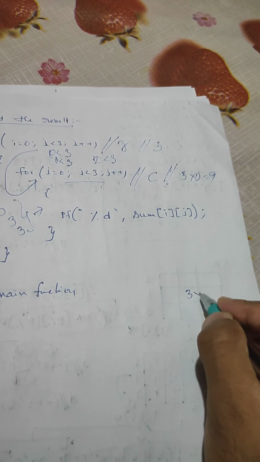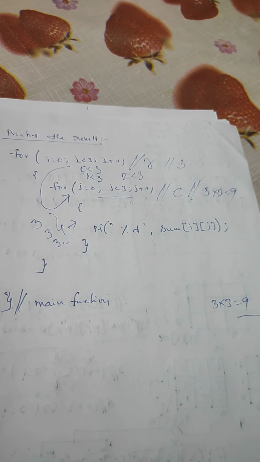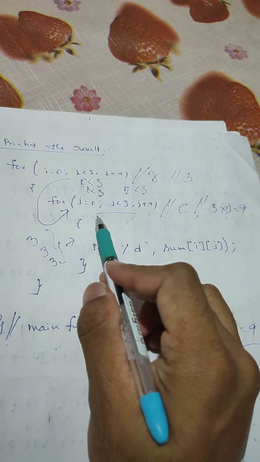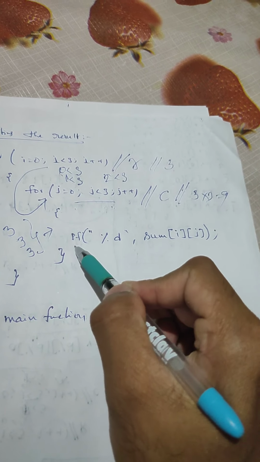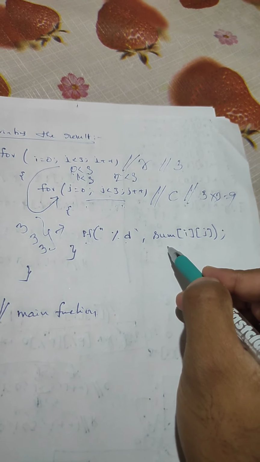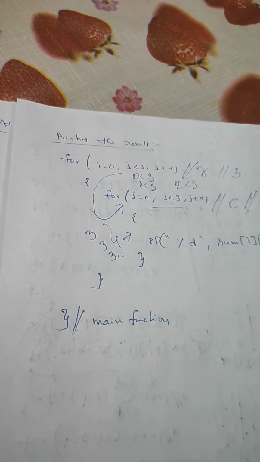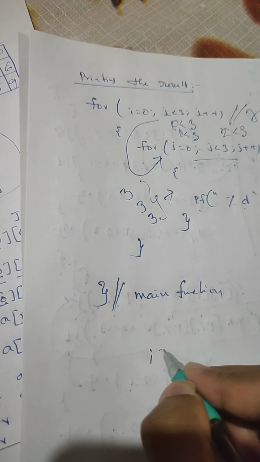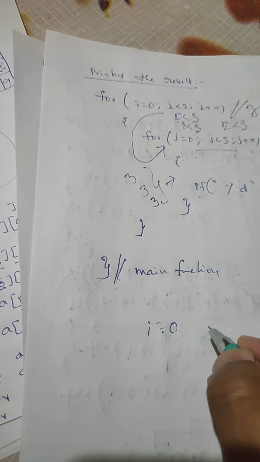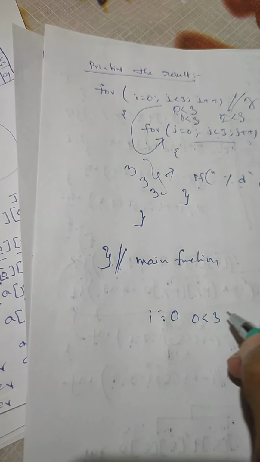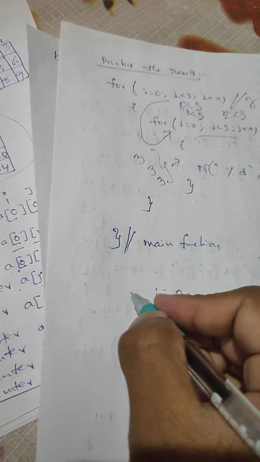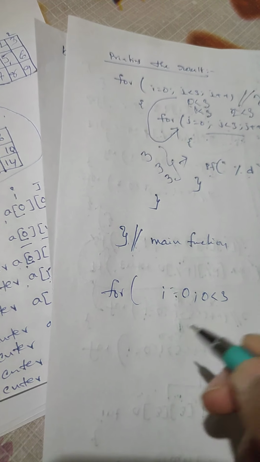Our resultant matrix is also a 3 by 3 matrix. That means it returns totally 9 values. And within this inner for loop, we are printing printf %d sum of ij. Okay, so that means the initial value of i is 0, and check the condition 0 less than 3, condition true. So this is for the outer for loop.